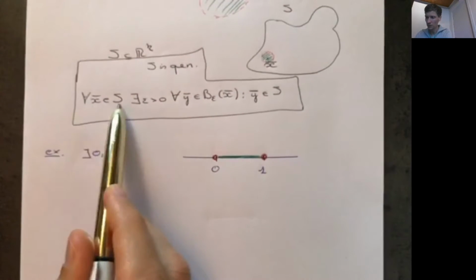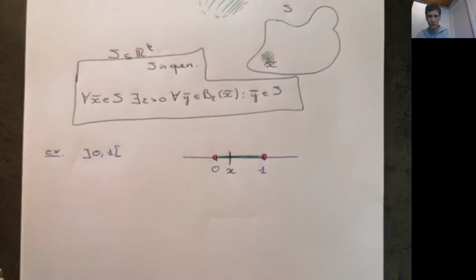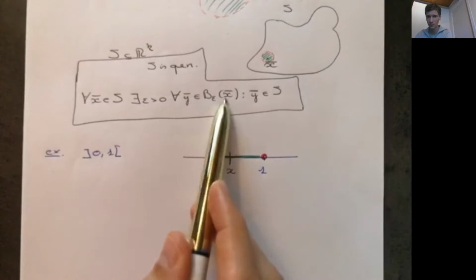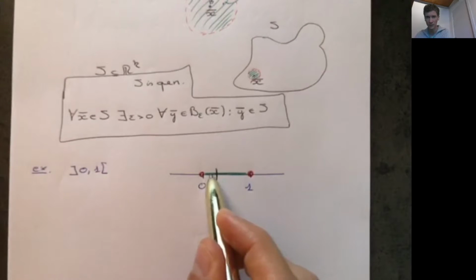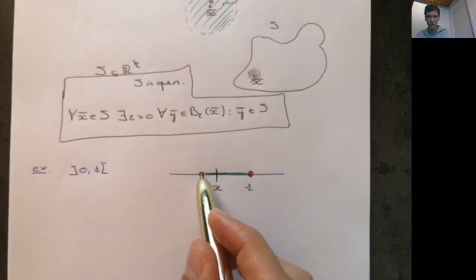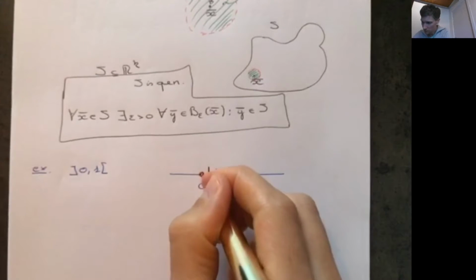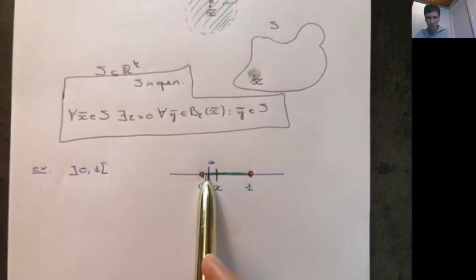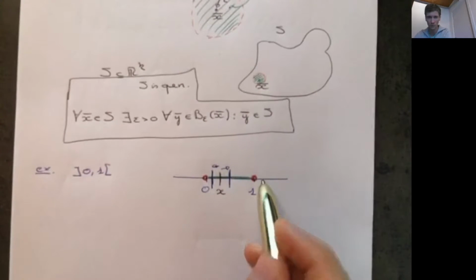Okay, so for any x in S, right, so I take any x strictly bigger than 0 and strictly smaller than 1, I can find an epsilon such that anything epsilon close to x should also be in the set. Okay, so here I have to find an epsilon such that if I don't move further than epsilon away, I'm still in this interval. Okay, so I need to take my epsilon such that if I move epsilon away, I'm not crossing the 0, and if I go epsilon away to the other side, I'm not further away than 1.